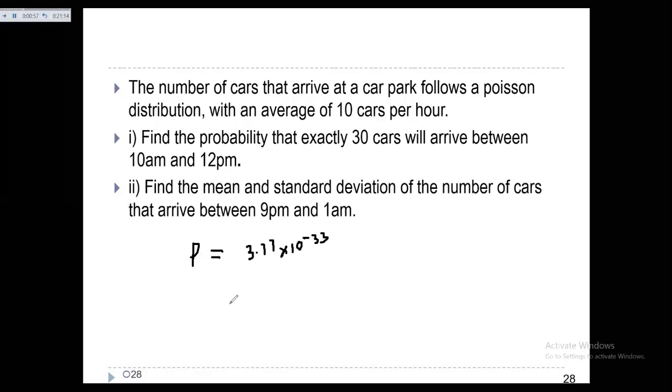Okay, and of course, like we saw earlier, the mean, which is the expectation, is also lambda. The mean of the process is equal to lambda. So that will be 10 cars per hour.